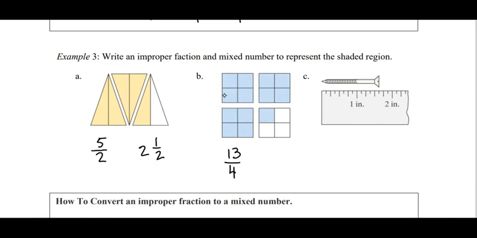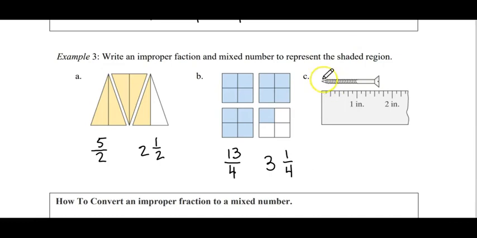For the mixed number, I can clearly see that I have 3 completely colored squares, so I have a 3 for the whole number. Then I only have 1 colored square out of 4 on the last of the squares. So I have 1 out of 4. So 3 and 1/4 is your mixed number.